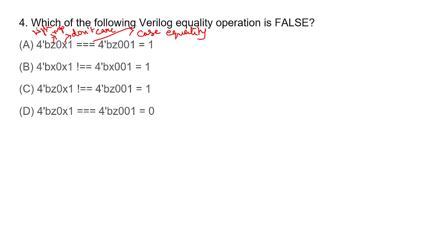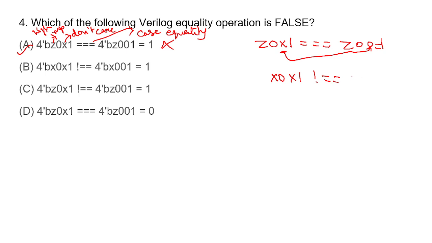Option A. We have Z0X1 equal to Z01. Here we have don't care, but here we have 0, so this cannot be equal. Whereas here X0, X1 not equal to, and we have first X, then 0, 0.